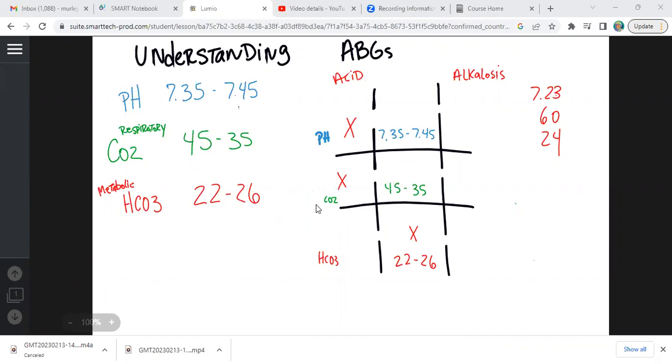But it takes a while to produce bicarb to compensate with the metabolic or kidneys. It takes a bit of time. So this is currently a non-compensated respiratory acidosis. If it steps out, it's coming, and these two are going to move opposite because of this.